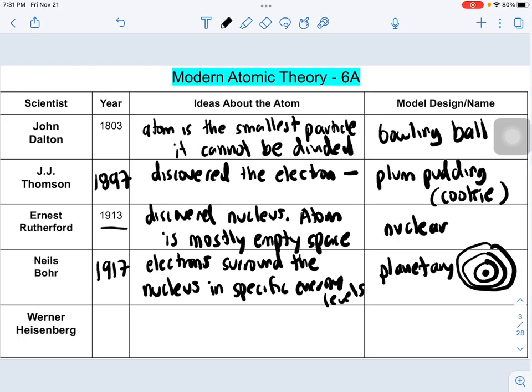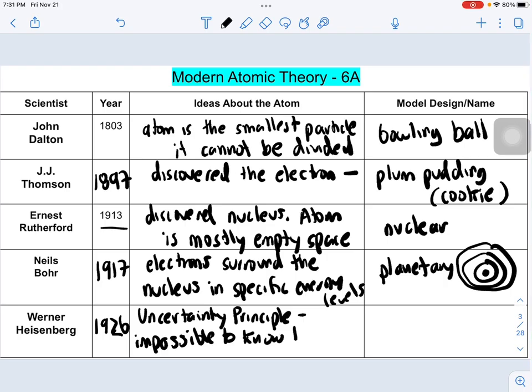Now we go to Werner Heisenberg in 1926. And Werner Heisenberg discovered the uncertainty principle. We got to talk about this. What is the uncertainty principle? Well, he said that it is impossible to know the location of an electron. It is impossible to know the location of an electron. And because of that, that led him to design the cloud model.